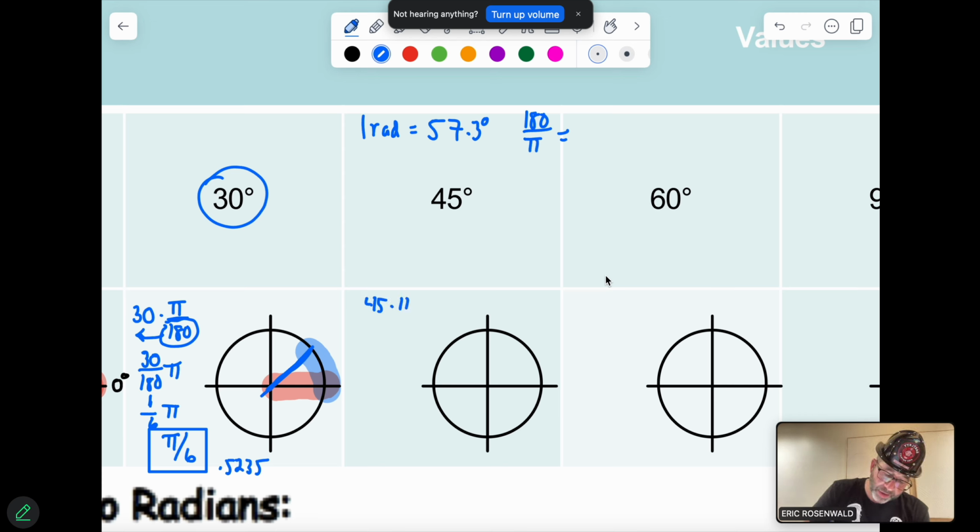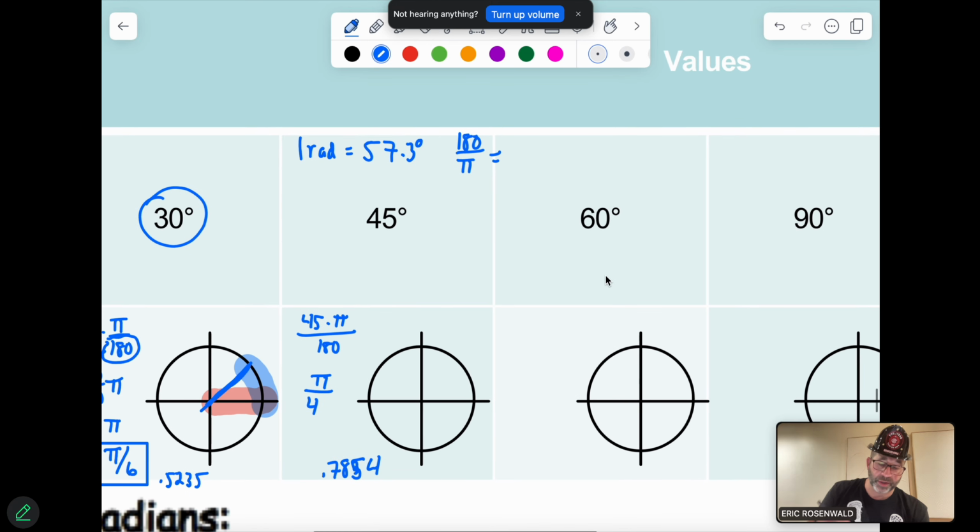Let's do the conversion. Ready? 45 times pi over 180 means that this will reduce to just pi over 4 because 45 over 180 is 1/4. And again, if I go ahead and do pi divided by 4, we get that that's equal to 0.7854 radians, okay? So it's less than 1 full radian, okay?